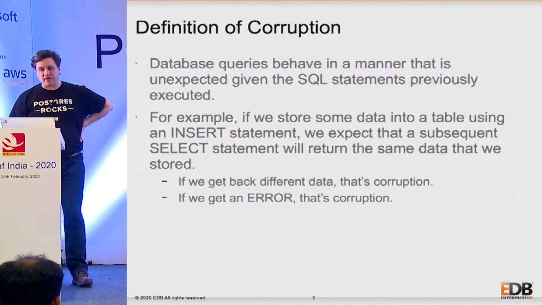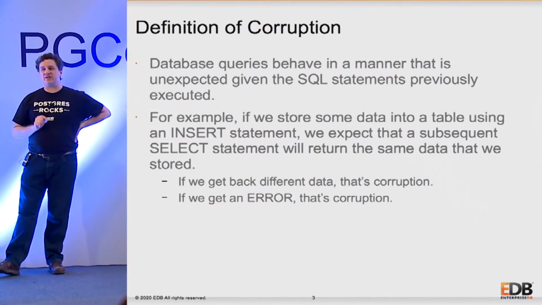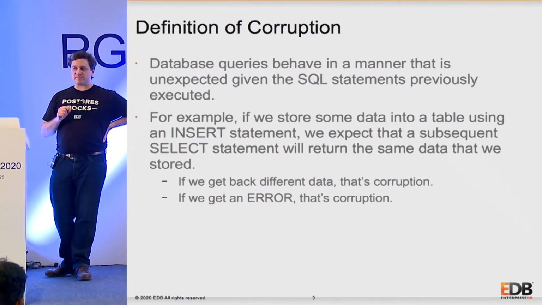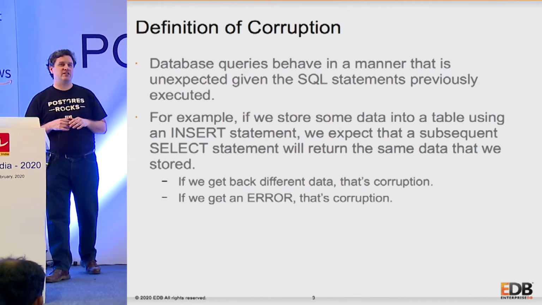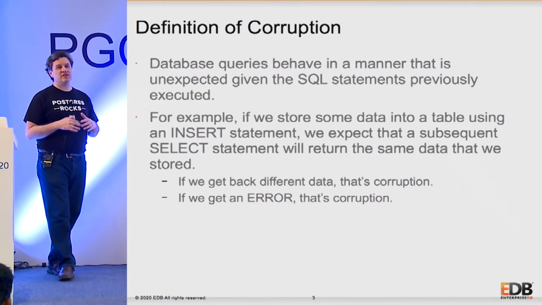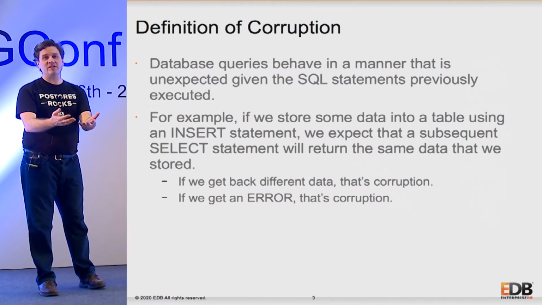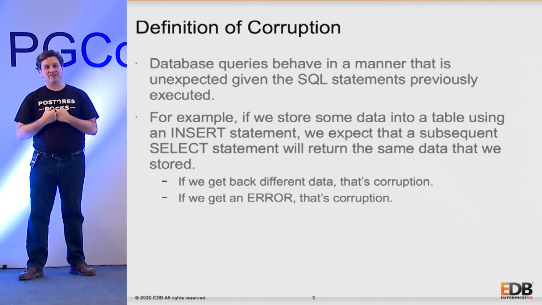So let's start by trying to define what we mean by corruption. The best definition that I could come up with is: corruption is when the database queries behave in a manner that is severely unexpected given the SQL statements that have previously executed. Our expectation of a database is that if you put your data into a database, you're going to be able to get the same data back out of the database, right?